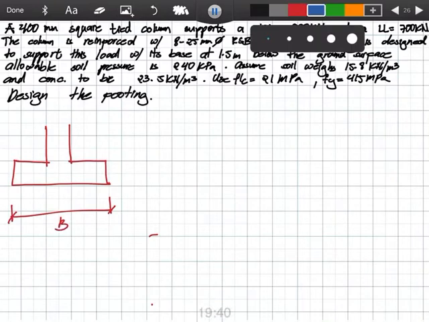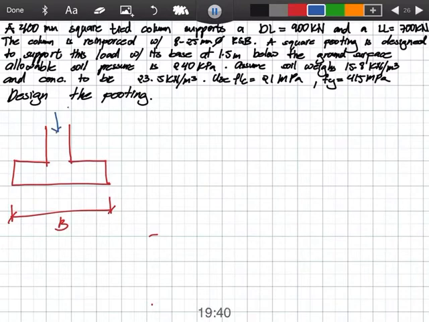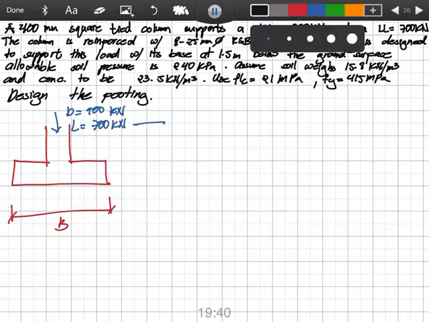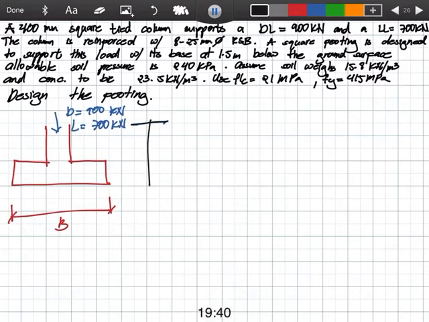Tapos, meron siyang load na ano ang load niya? 900. And meron siyang live load na 700. Okay? Tapos, ang depth niya daw mula sa ground surface ay 1.5 meters. Ano pang sinabi? Okay, so yun lang. So, gagawin natin design the footing.